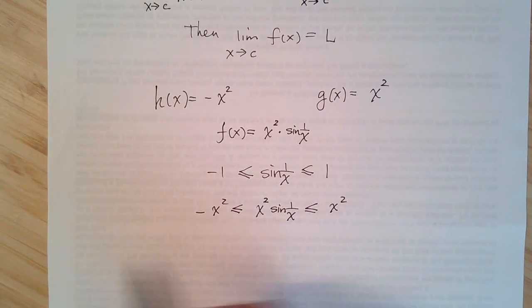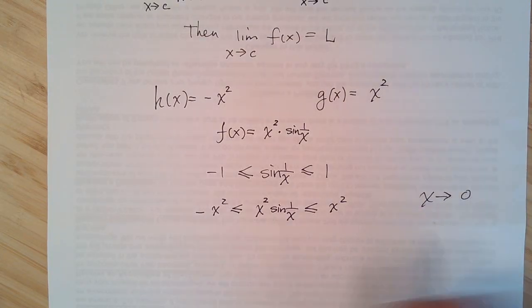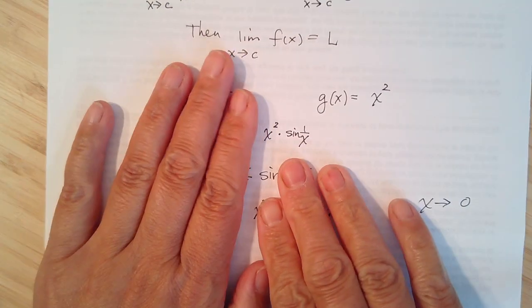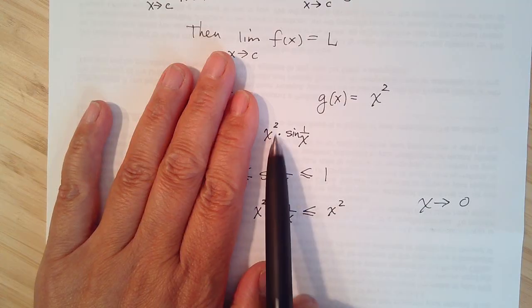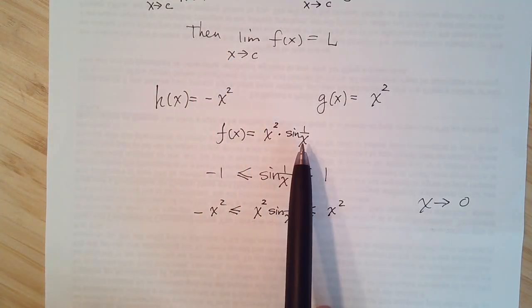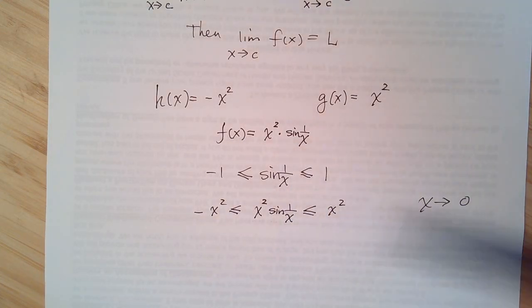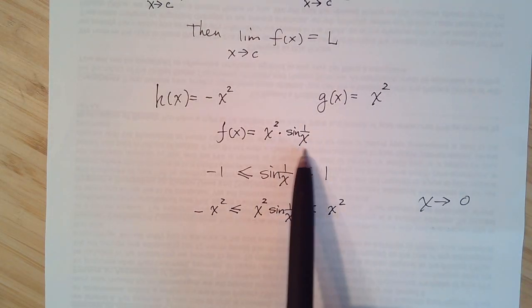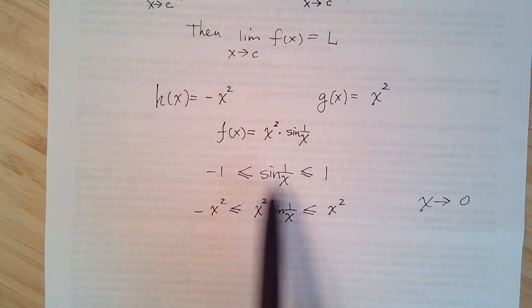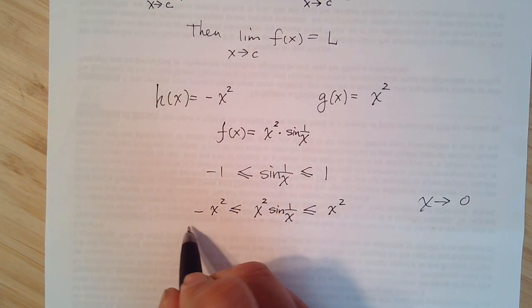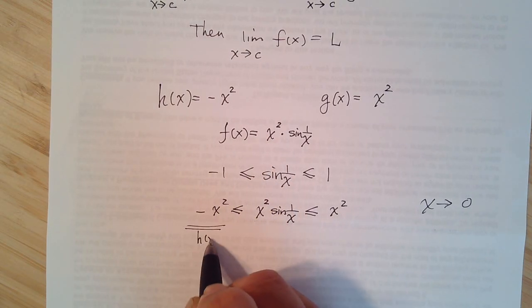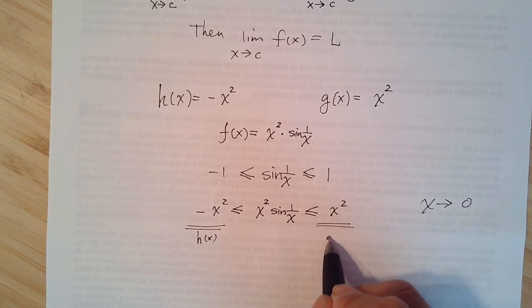Now what happens when x approaches 0? If you just look at this, you can say, oh, when x approaches 0, this x squared part is 0. However, we know this part, sine of 1 over x, is like a shaking, and we cannot get a limit. Remember that part? But we know this part has two boundaries, positive 1 and negative 1, and then we multiply by x squared, and we get this. This is our h of x, and this is my g of x.